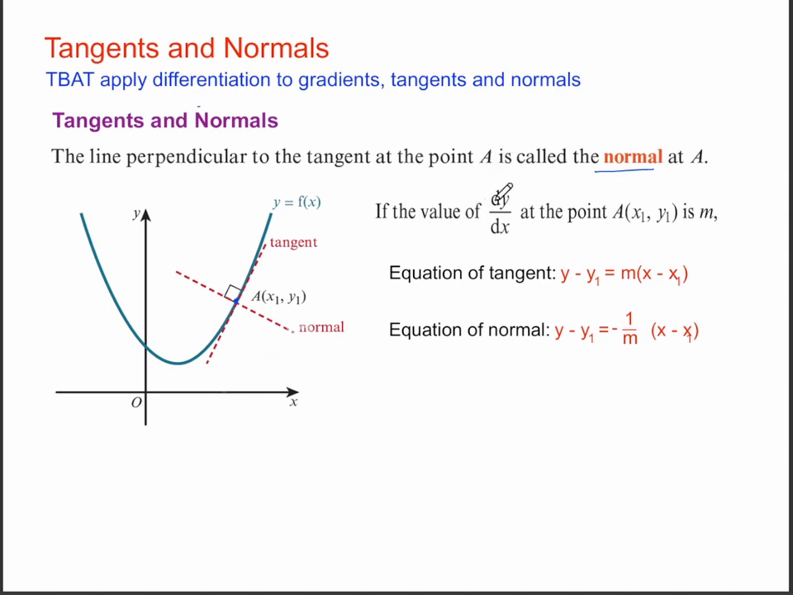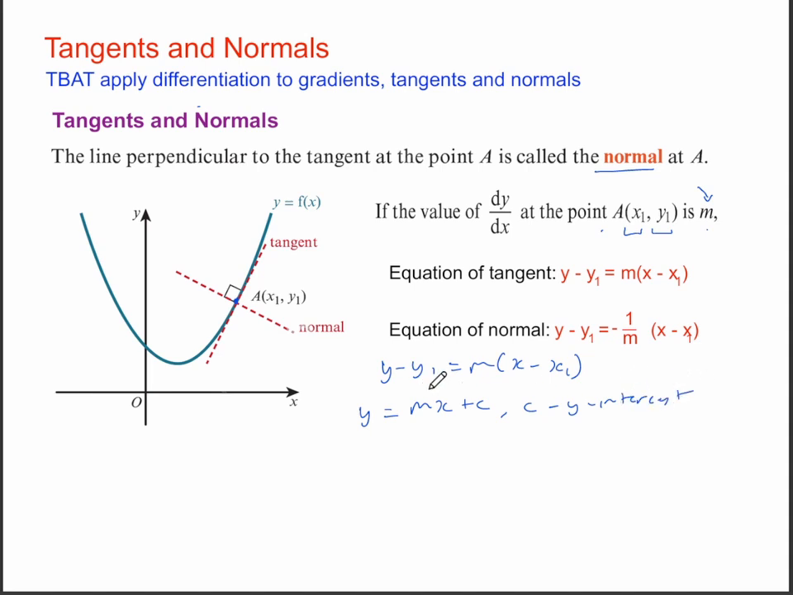If the value of dy over dx, which is the gradient of the tangent, at a point A, denoted by the coordinates x1 and y1, is m. So that's the gradient at the point x1, y1. The equation of the tangent is going to be this right here: y minus y1 equals m times x minus x1. That is one of the ways that we did equations in the topic of coordinate geometry. But if you are not familiar with this, then the other way, we will just have y equals mx plus c, where c is the y-intercept.